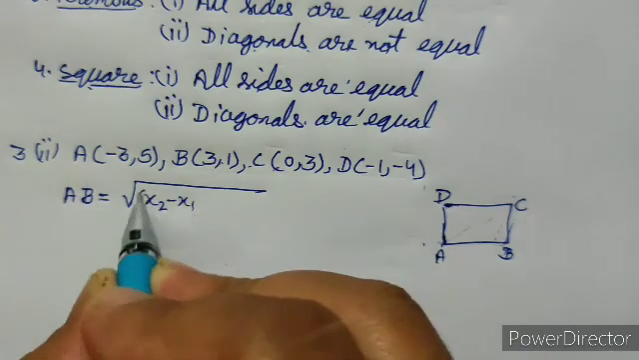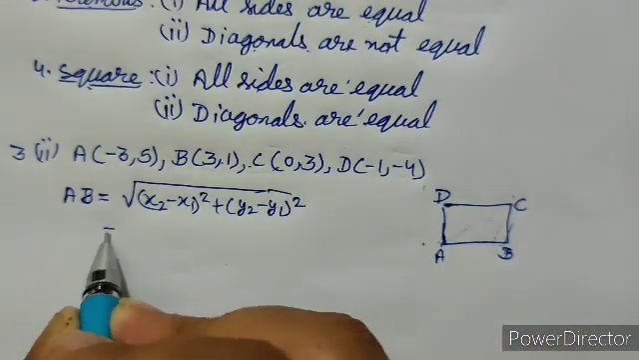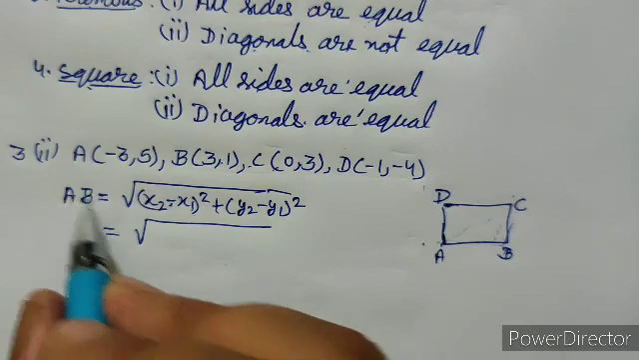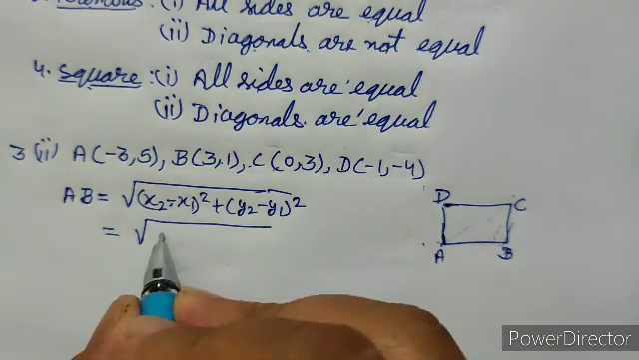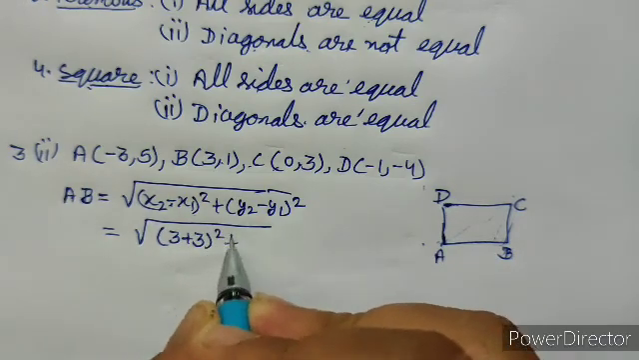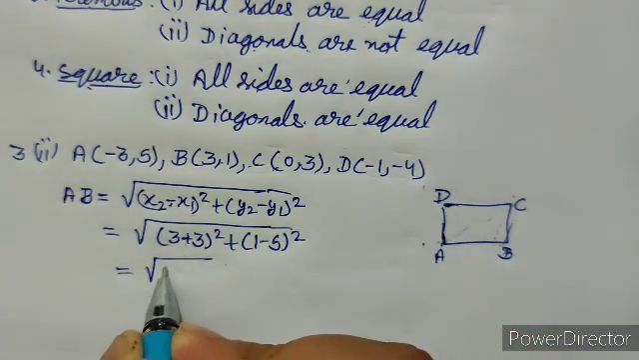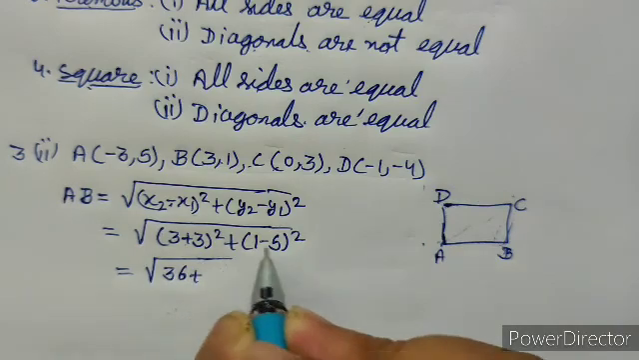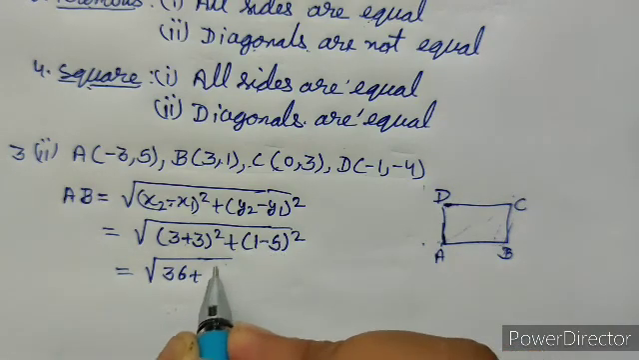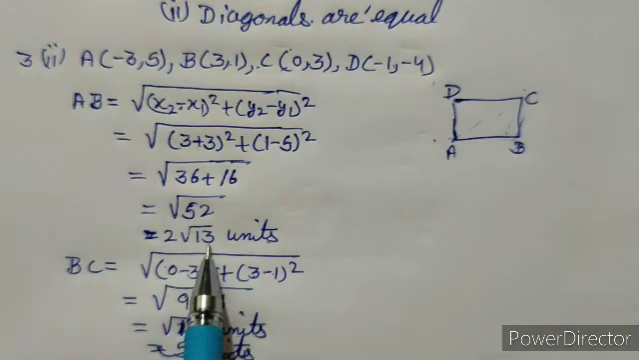Now if we see here, side AB by distance formula will be equal to under root (x2 minus x1) square plus (y2 minus y1) square. Here x1, y1 will be the coordinates of A and x2, y2 will be the coordinates of B. So here it will be 3 minus (-3), that will be 3 plus 3, square, plus (1 minus 5) square. 3 plus 3 will be 6 and square of 6 is 36. Again 1 minus 5 will be equal to -4 and square of -4 will be 16. That will be root 52, and that can be written as 2 root 13 units.